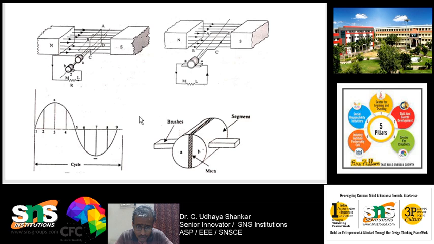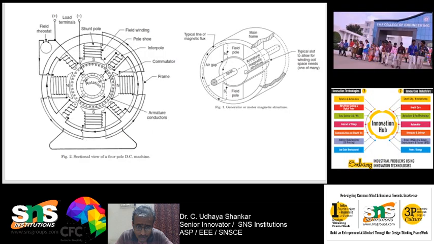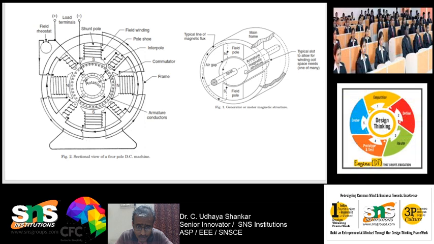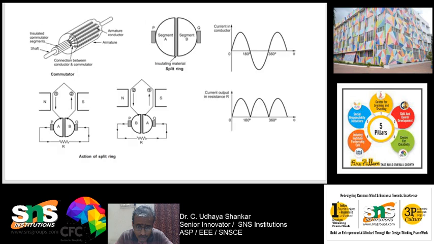Okay, so this is how the commutator works, and this is the actual diagram of your DC machine. It has a yoke, a field pole with field winding and pole shoe, armature core and armature winding, and the commutator. The split ring is there, and finally the brushes are there in order to collect the current.